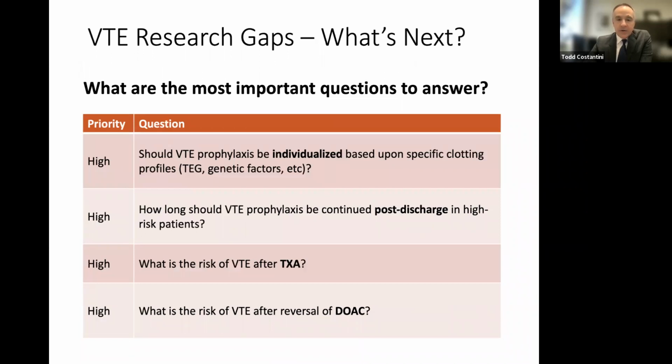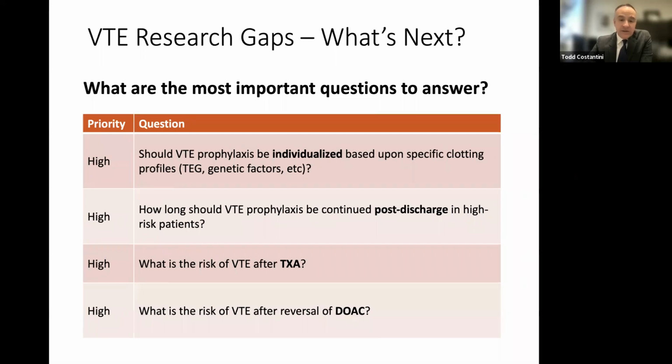These were all high priority questions. One was, should we be individualizing our VTE prophylaxis strategies based on clotting profiles or specific genetic factors? So not giving a one-size-fits-all approach. Another question again was, if we're going to give post-discharge VTE prophylaxis, how long should it be? 2 weeks, 4 weeks, 6 weeks? And I think obviously within that, how do injury patterns, immobilization, splinting, and weight-bearing status play into those issues?